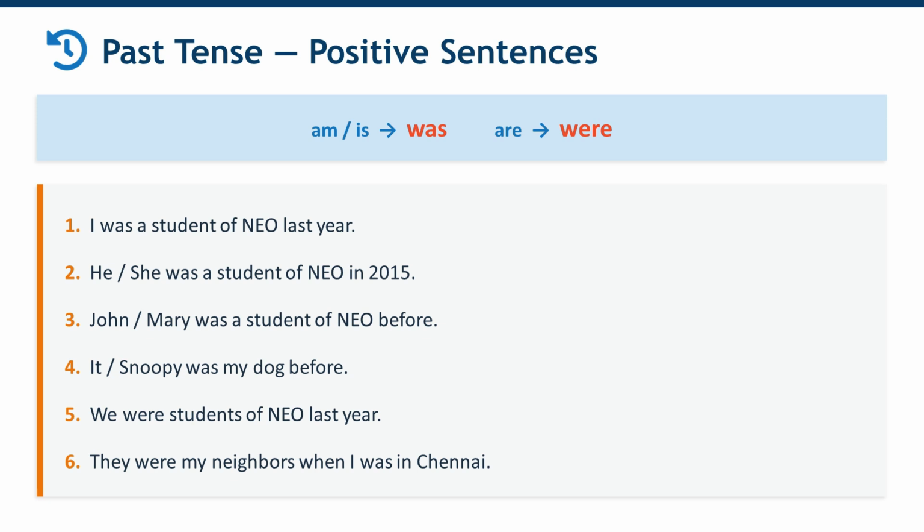Sentence 4. It was my dog before. Snoopy was my dog before. Sentence 5. We were students of NEO last year. With we, you and they, we use were. Sentence 6. They were my neighbors when I was in Chennai. So remember, I, he, she, and it use was, and we, you and they use were.